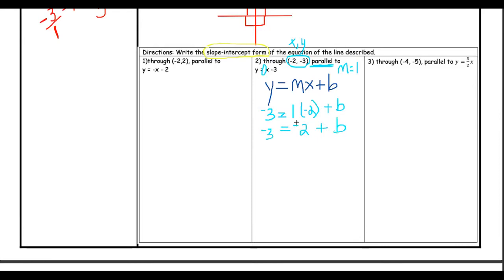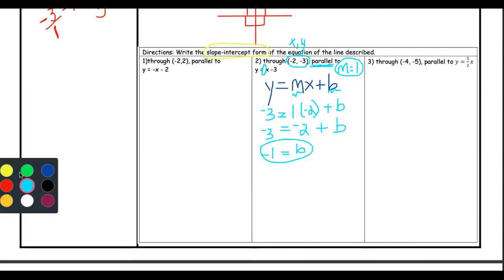And to solve for b, we just add 2 to both sides. It's going to be a -1. Okay, so now we have everything we need. When I say everything that we needed, I mean m and b. When you write your final answer, you only use m and b. x will stay x, y will stay y when you write your final answer. So let's get ready to do that.